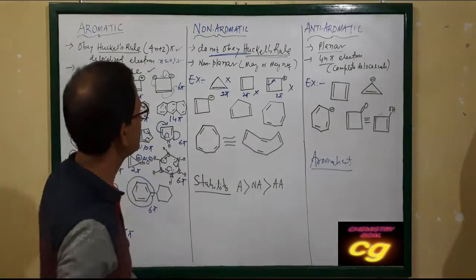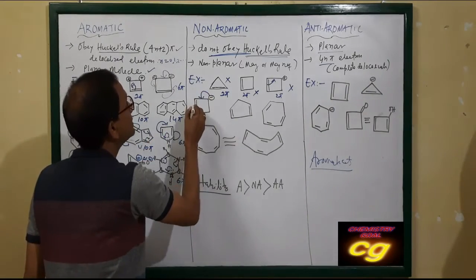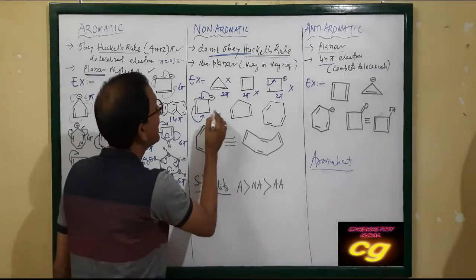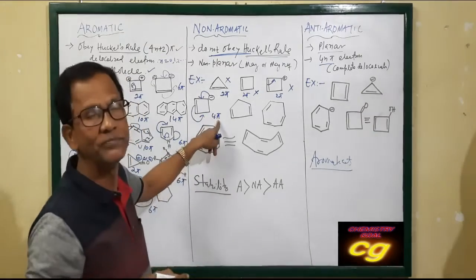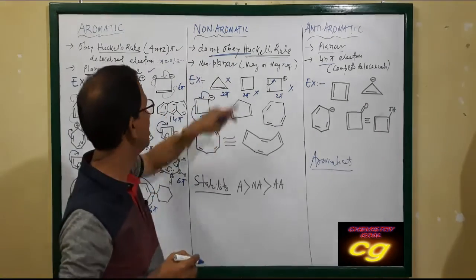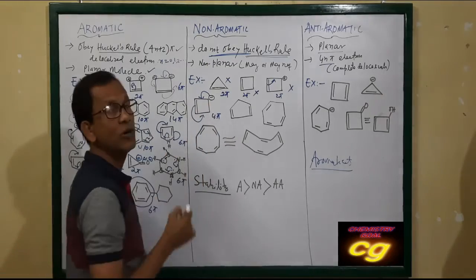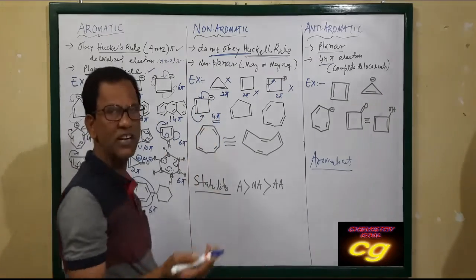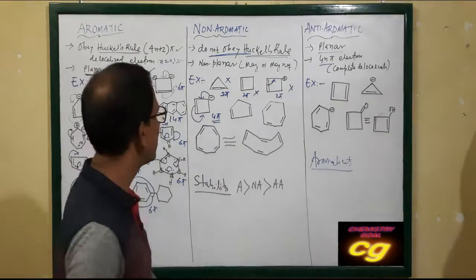And this one also, you see, here it looks like this. This part is delocalized, but it has how many? 4 pi. As it has 4 pi, that's why it is non-aromatic, because on this side complete delocalization is not possible. That's why 4 pi electrons means it is not satisfying Huckel's rule. That's why it is non-aromatic.